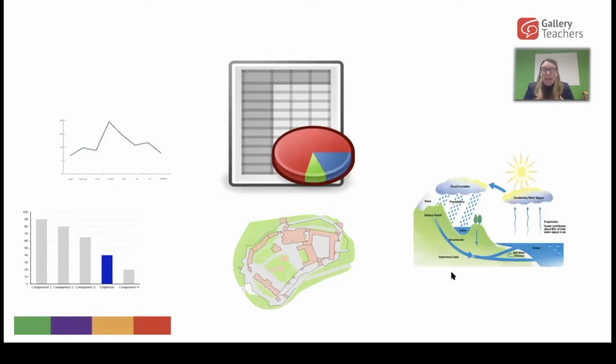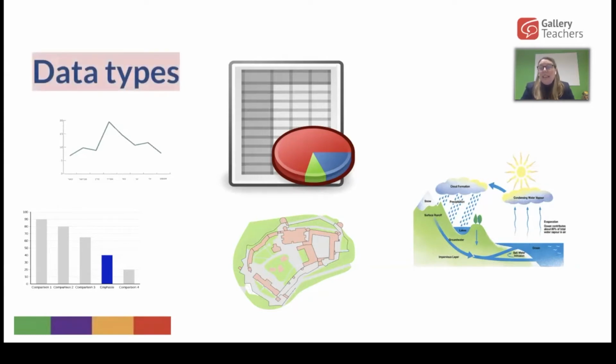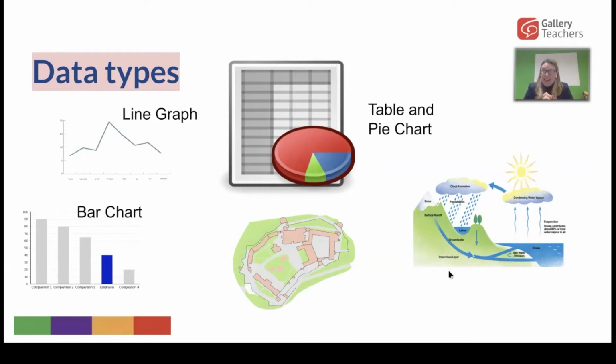All right, so the requirements of the task. Task 1 is all about data. There are different data types with which they will be presented. They could be given a line graph, they could be given a bar chart, a table and pie chart, usually together. They could have a simple map, or they could have a process. There are slightly different techniques that you will need to teach depending on the data type.